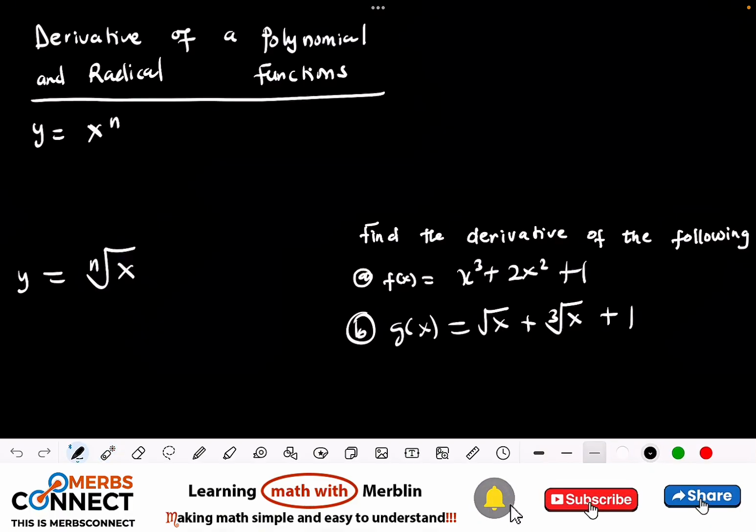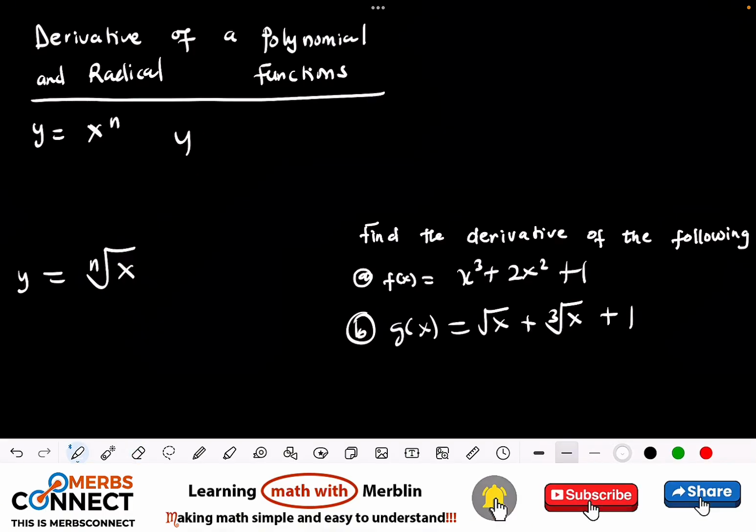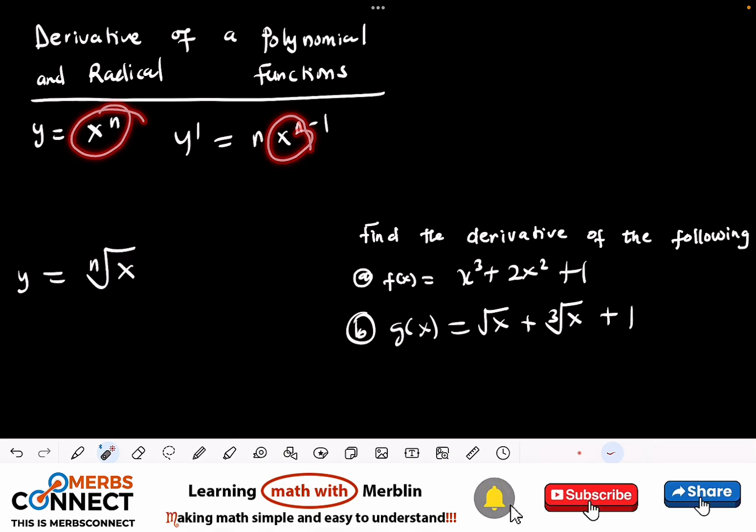So this is what we are going to do. Now we know that from the power rule, our y prime is going to be: n drops down, we maintain the function, and then we subtract 1. So for all polynomial functions, we use the power rule to differentiate. N drops down, you maintain the function, then you subtract 1. That is how we differentiate a polynomial function.